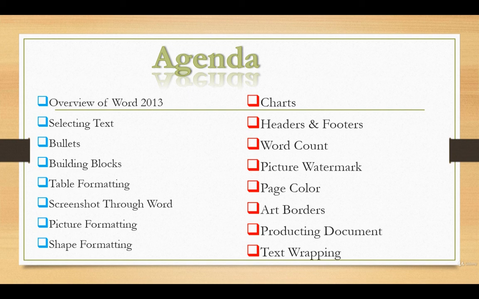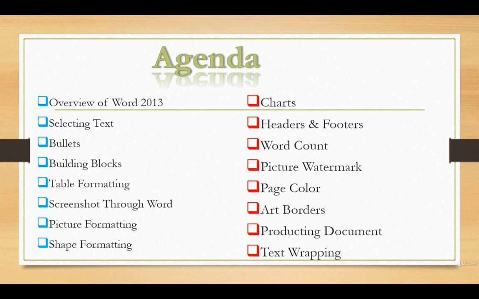And after that we discuss table formatting, and next we discuss how to take a screenshot with the help of Word 2013. That's an amazing trick. And next we discuss picture formatting, how to make a picture into 3D form. And next we discuss shape formatting, how to convert your shapes into pictures or how to fill your shapes in the form of pictures.